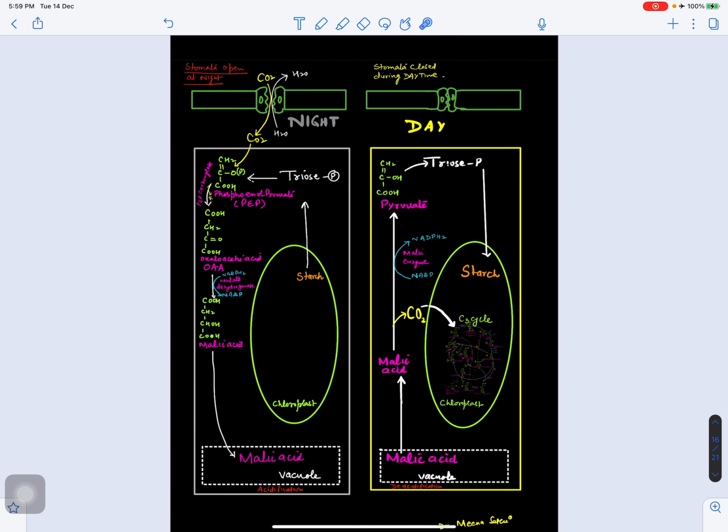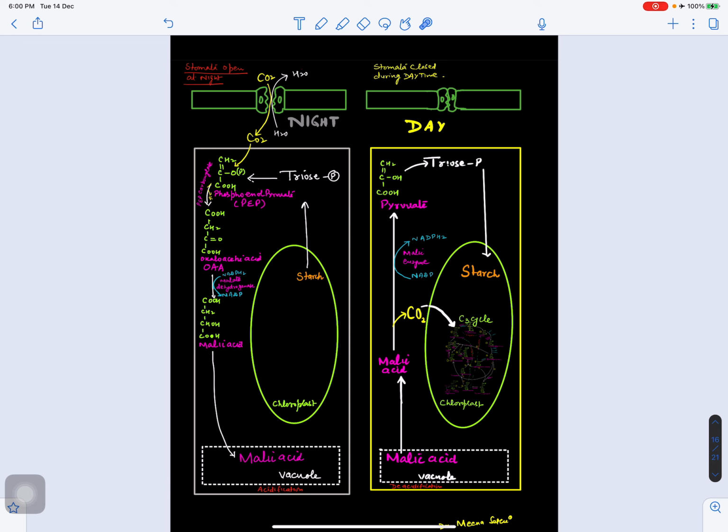So here we can see there are 2 kinds of fixation. One is with the help of PEP carboxylase and the second is with the help of RuBP carboxylase. RuBP carboxylase is ribulose 1,5 bisphosphate carboxylase. This occurs in the C3 cycle. We have discussed in detail the C3 cycle and C4 cycle in the previous videos. You can watch those videos to understand the mechanism of enzymatic action and about the C4 cycle and C3 cycle.